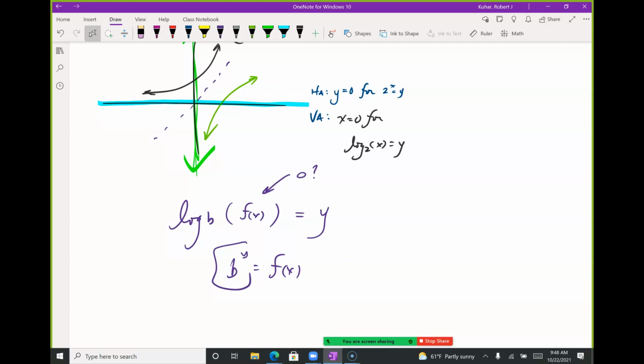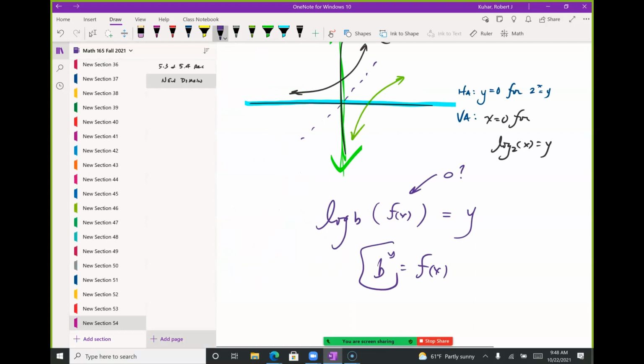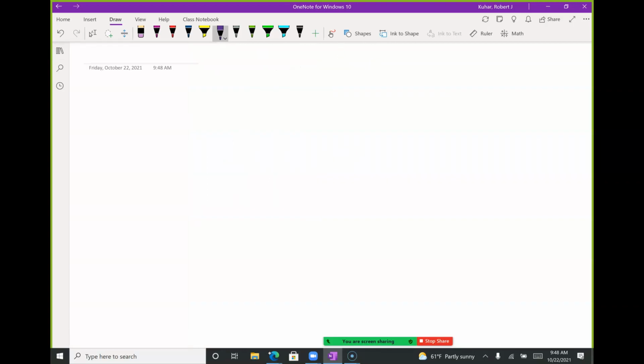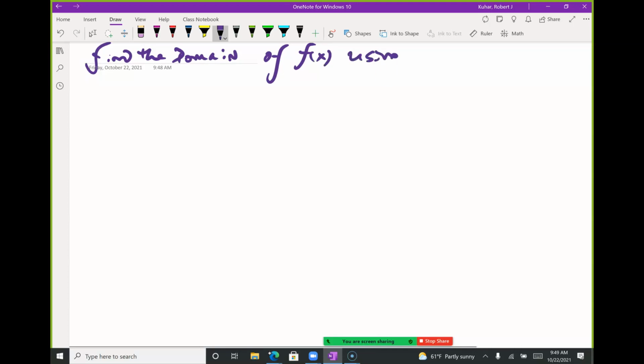Well, very, very similar. I'm going to ask you for a domain of a log function. So here it is. Find the domain of f of x using a sign table.